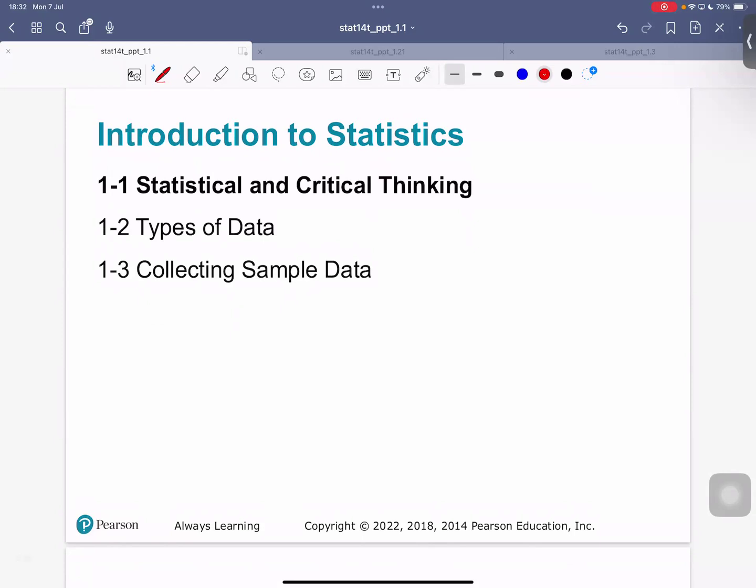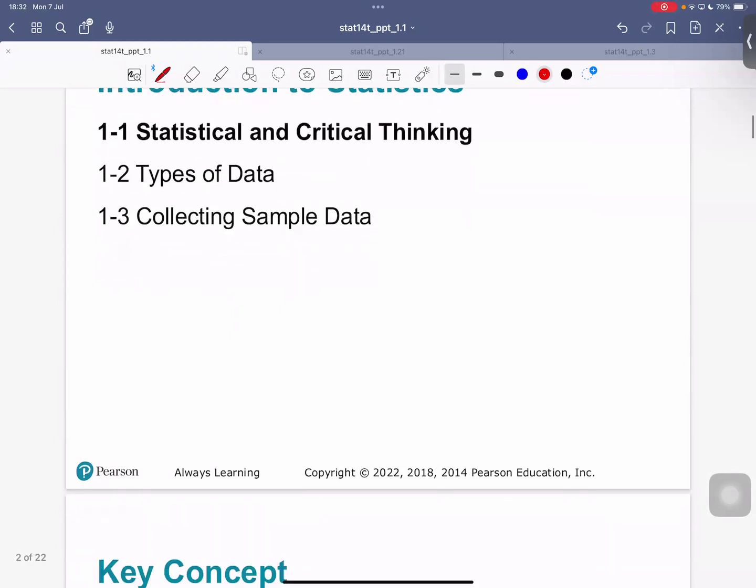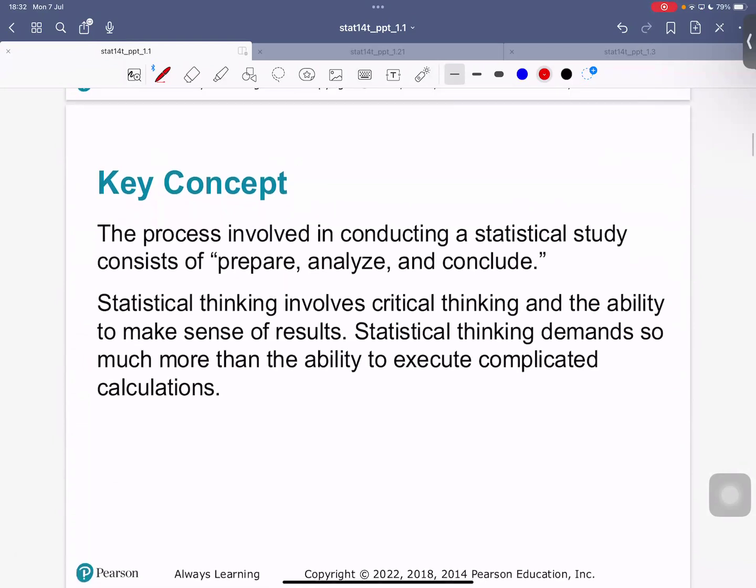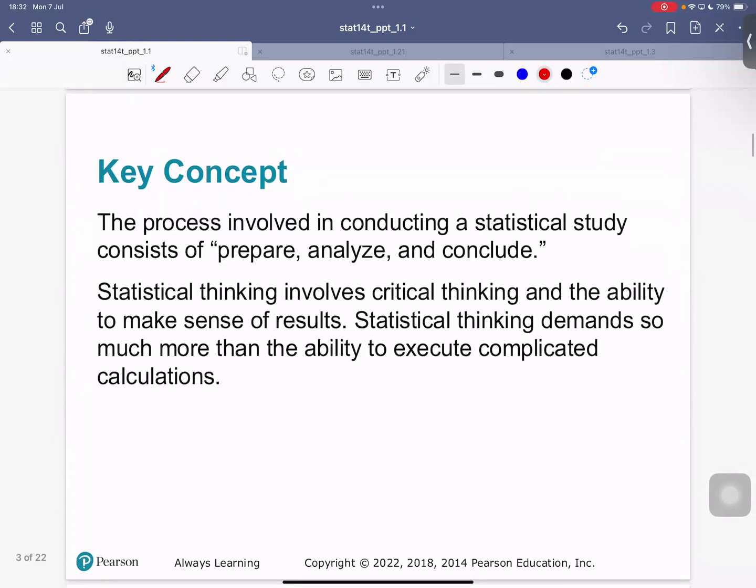So what is statistical and critical thinking? Maybe I'm gonna, okay. Can you see it from the back? Yes, right? It's clear, right? Okay.